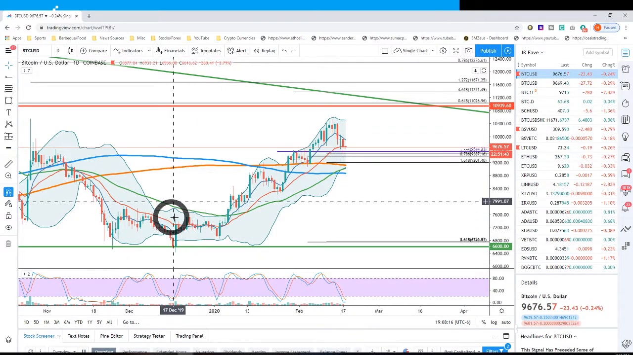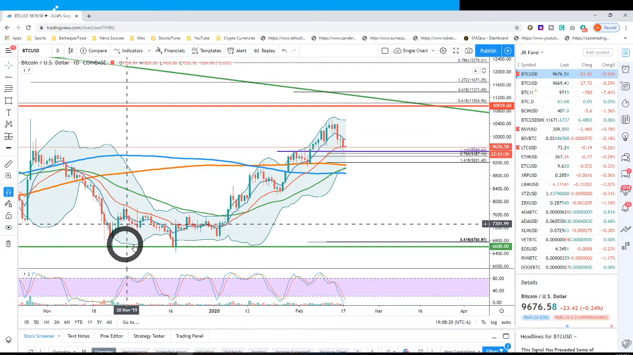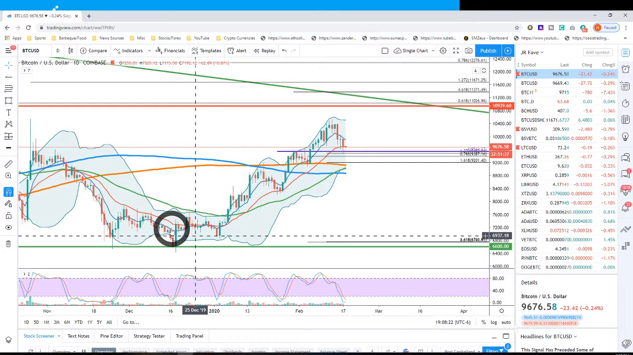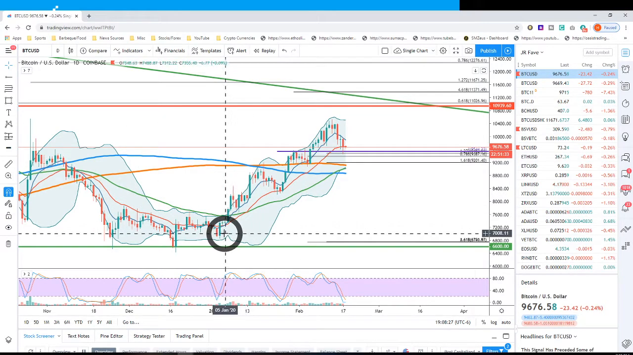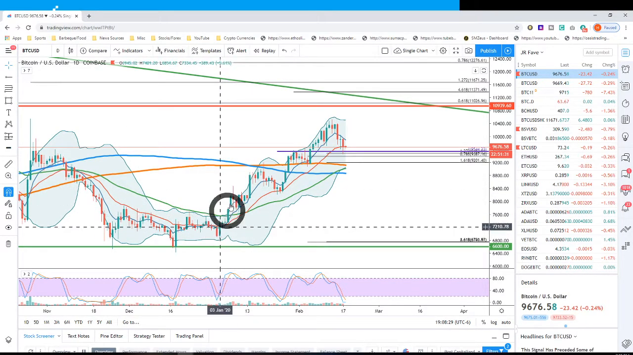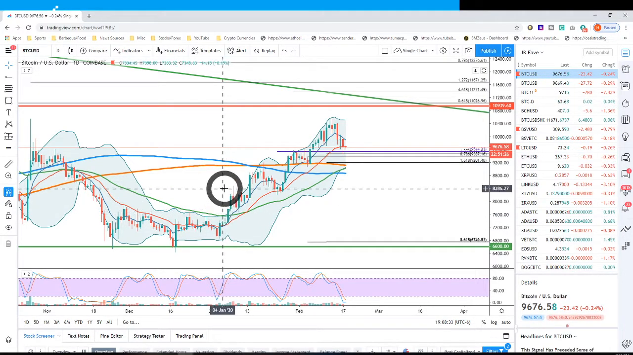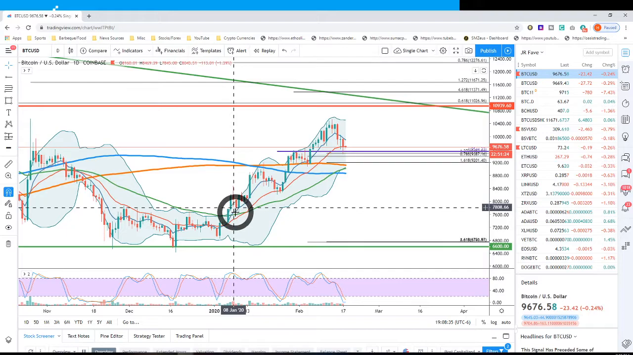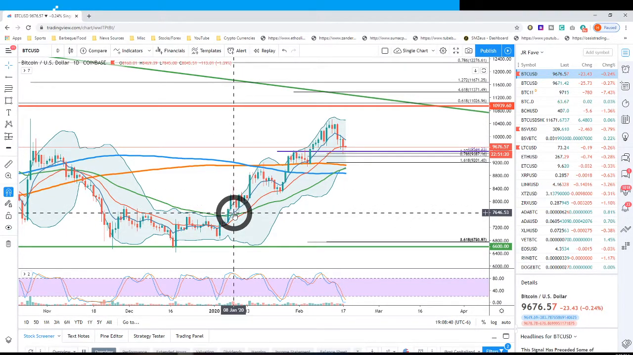So back here on Bitcoin, when we were looking at this way back when, we knew that this was an inverted head and shoulders pattern. The neckline was right there. Once it breaks above, you could technically get in, with the thought process that eventually it's going to come back and retest that neckline. That's a typical move on an inverted head and shoulders or a regular head and shoulders.